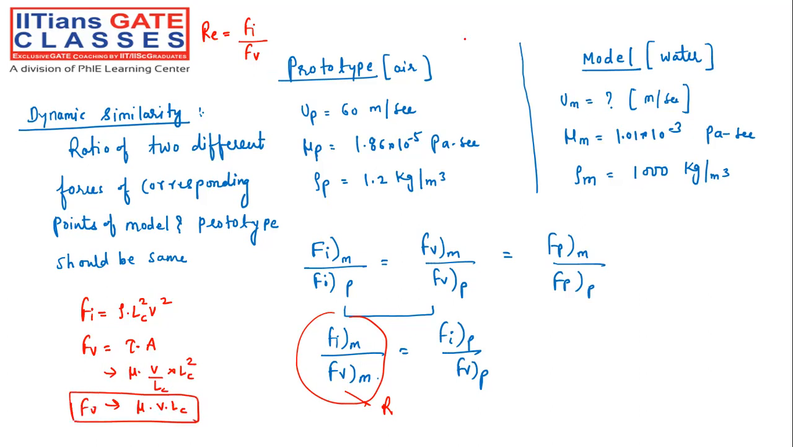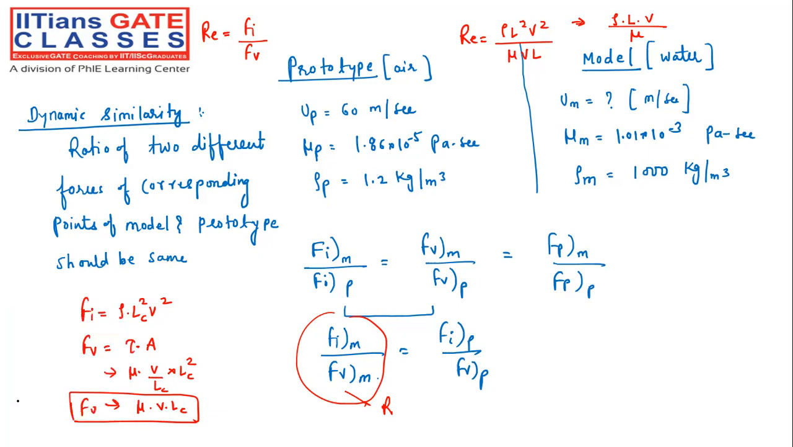So now if you calculate the Reynolds number, I'm not calculating, I'm just writing. What will be the inertia force over viscous force? Rho into L square V square divided by mu into V into L. All the terms will cancel out, so what you are going to get is rho into L into V by mu. This will be the formula for the Reynolds number, my dear friend.